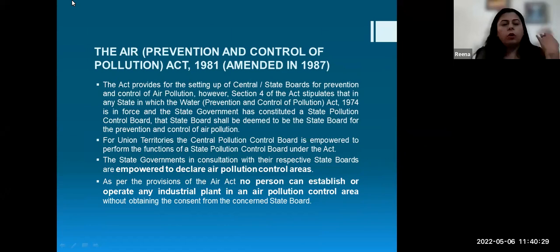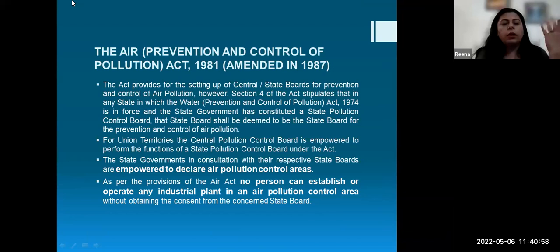Similarly, air pollution was also under the prerogative of state level and central level pollution control boards. Similarly, for union territories, CPCB is empowered to perform the functions of a pollution control board, because in union territories there was no state pollution board, so the Central Pollution Control Board was given the power.